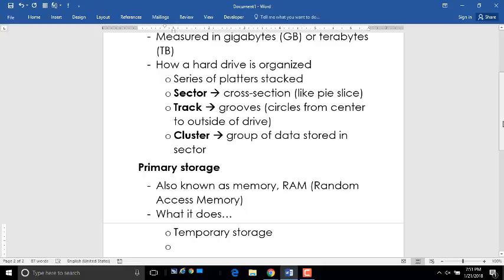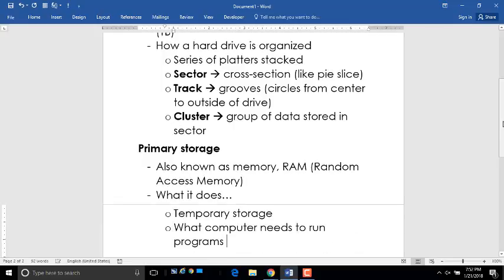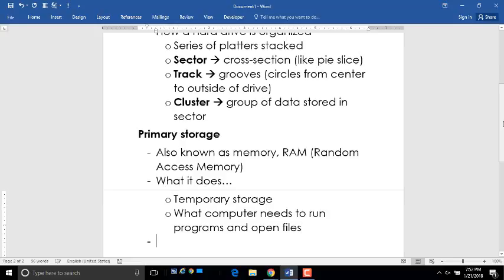Okay, so to specify it a little bit more, it's what the computer needs to run programs and to open files. The more memory you have on your computer, the more you can run all at one time. So on a computer, this is always measured in gigabytes. And again, we can just abbreviate gigabytes GB.